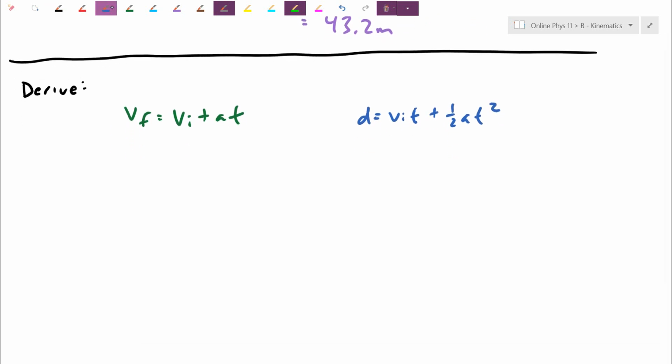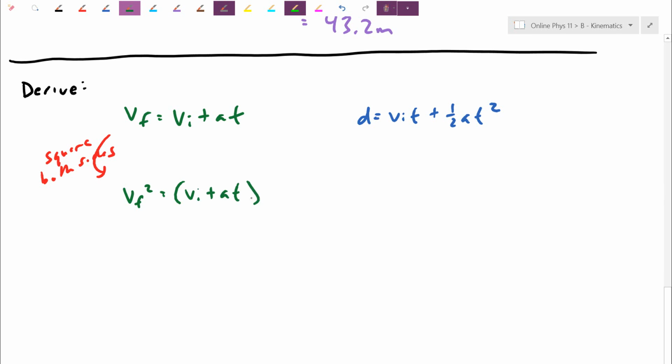I'm going to start on the left side first. What I'm going to do here is square both sides. Right? Nobody's telling me to do this, but essentially as you walk through the math here, you'll see what we're doing. So I square both sides. In this case here, I'm actually going to get a V final squared. This part you need to be careful. It's a binomial that's being squared. Right? So it's not just going to be VI squared plus AT squared. It's actually that thing multiplied by itself.